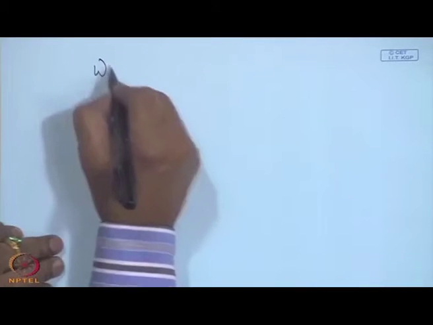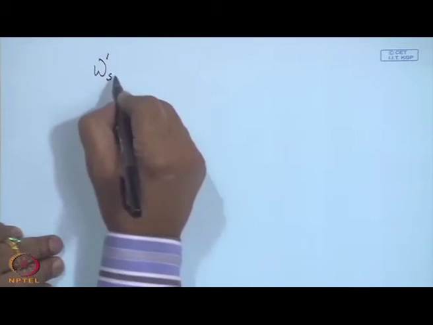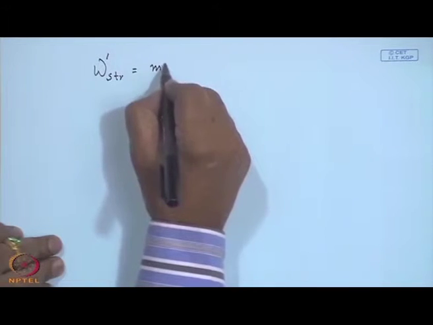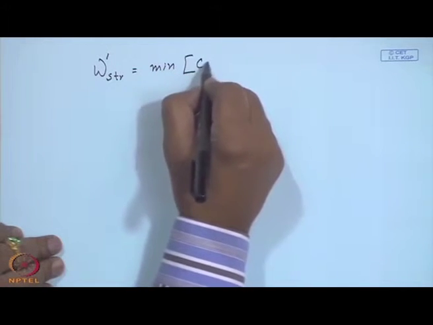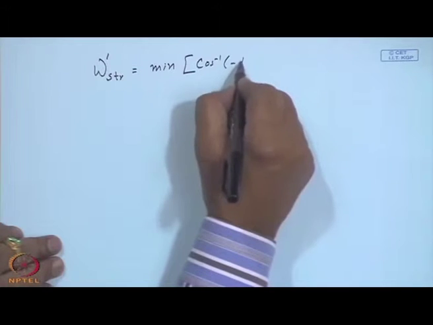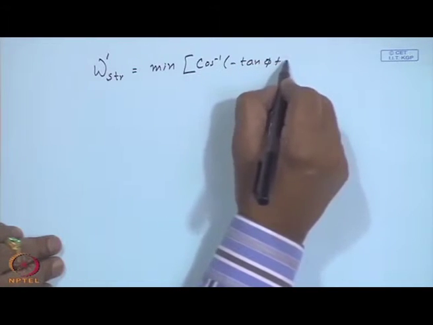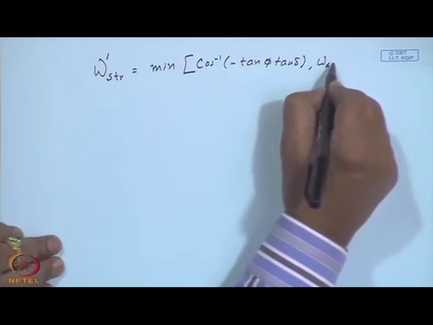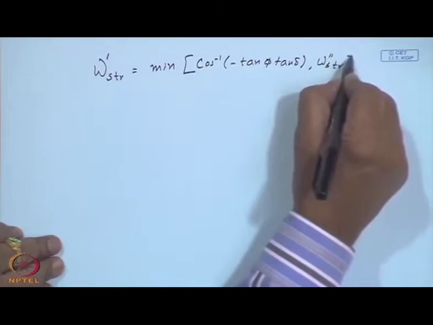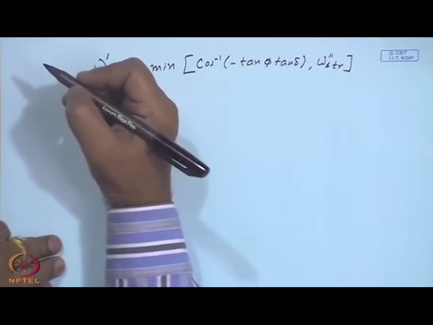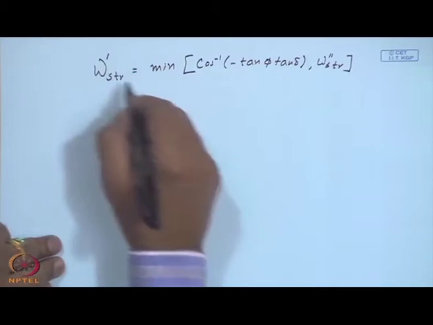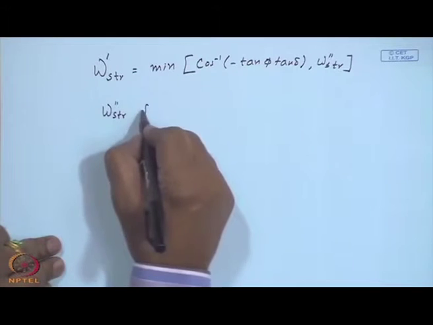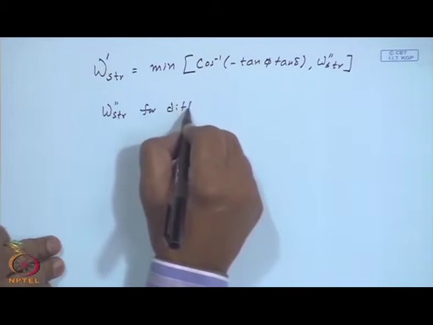So, in our standard notation omega S dashed, but for a tracking surface it will be the minimum of cos inverse minus tan phi tan delta, and this number omega S Tr double prime. Now, we need to find out omega S Tr double prime for different tracking modes.